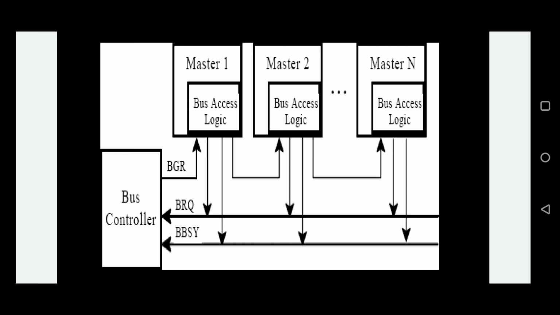So this is the bus grant signal, which will be provided by the bus controller. The controller will synchronize the clocks of all the masters. Finally, when the bus access is over, the master will release the bus busy signal when it is finished.